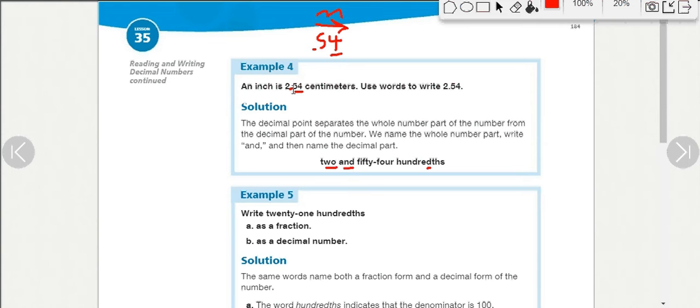2 and 54, notice the hyphen, hundredths. Read it with me. 2 and 54 hundredths. 54 hundredths.